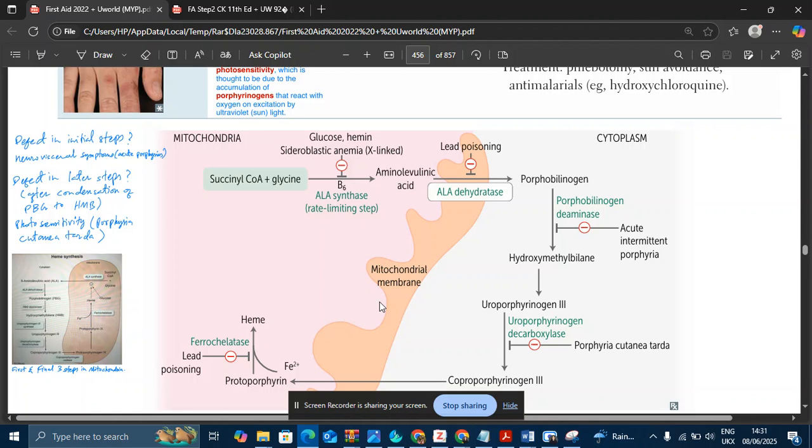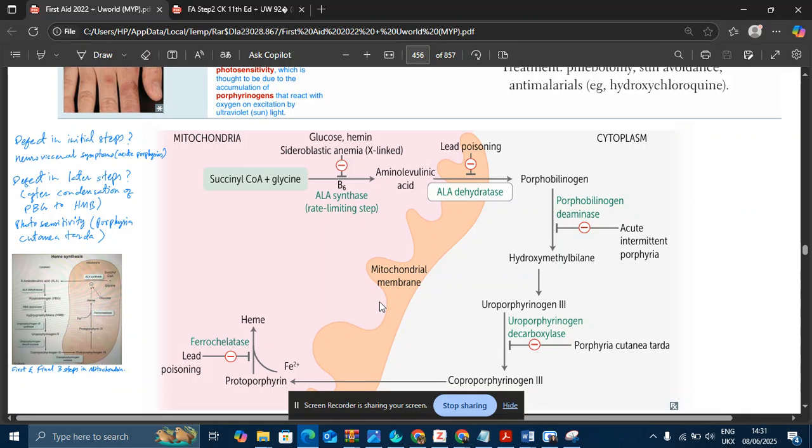When these two combine with the help of the enzyme aminolevulinic acid synthase, which is the rate limiting enzyme, you should know this because in the next step you will get to know about aminolevulinic acid dehydratase. So dehydratase is a different enzyme and synthase is a different enzyme, and the rate limiting enzyme is ALA synthase.